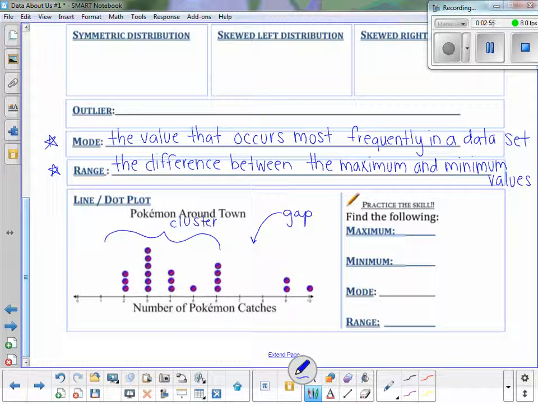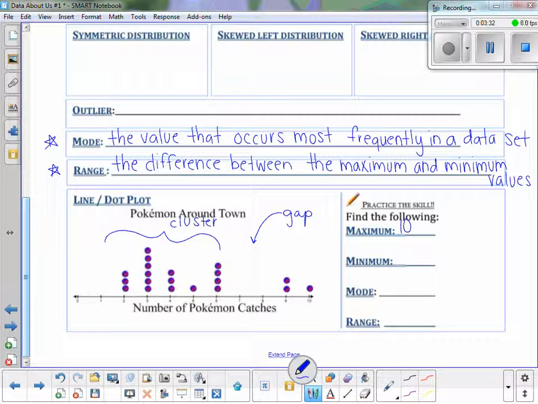And let's find some of those vocabulary words that we were thinking about. So the first one is maximum. That's the greatest piece of data, the greatest number here. So right here, it is 10. There is one person that has caught 10 Pokemon. Just talking about this a little more. 2 people have caught 9. 0 have caught 8 and 7. 4 have caught 6. 1 has caught 5. 3 have caught 4. 6 have caught 3, and 3 have caught 2.